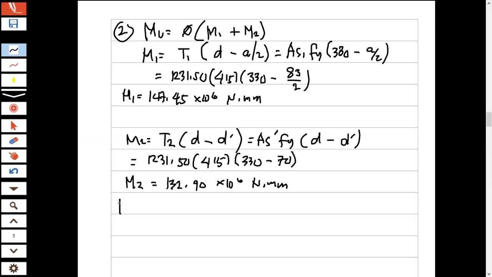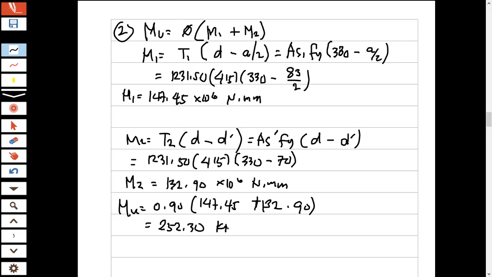So therefore, we can compute Mu is equal to the reduction factor 0.9 times M1, which is 147.45 kilonewton meter, plus 132.9. So we have Mu equal to 252.3 kilonewton meter.